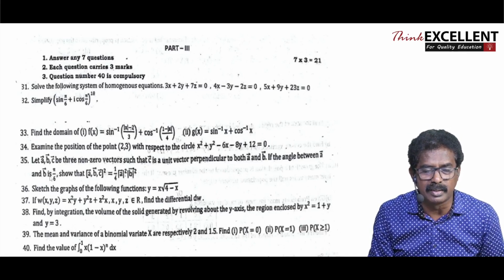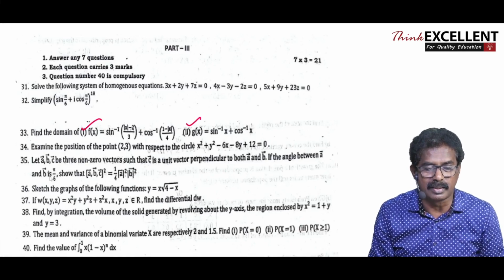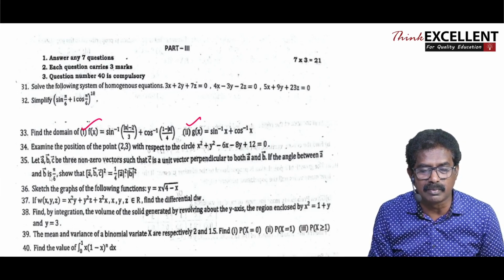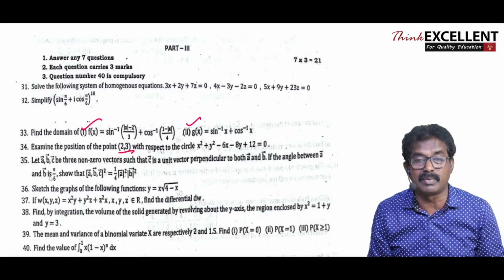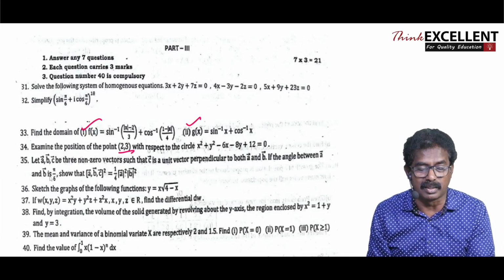Then domain. But they ask 2 questions, right? So a lot of work there. For 3 marks I think they are supposed to ask 1 question, but here they ask 2. Examine the position. Very simple one, right? They can ask this even as a 1 mark question, the position of a point. But for 3 marks they are giving this.